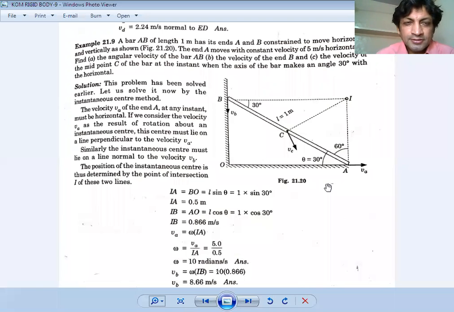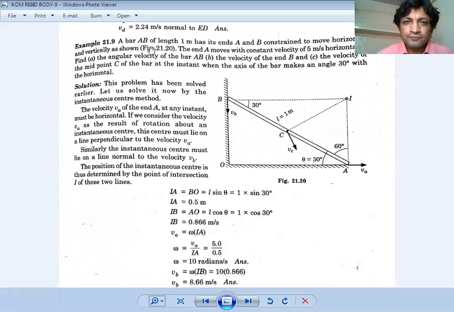Hello, my dear students. We have already discussed the basics of kinematics of rigid body and some problems on it. Now we will again discuss one problem of kinematics of rigid body on sliding of a bar. On the screen, you will be able to see this diagram. So the problem which we have to solve is given here.